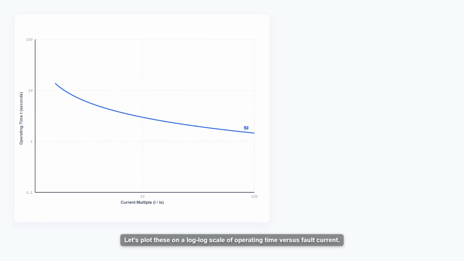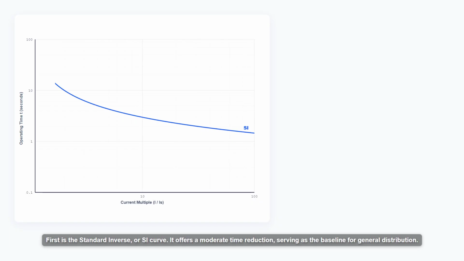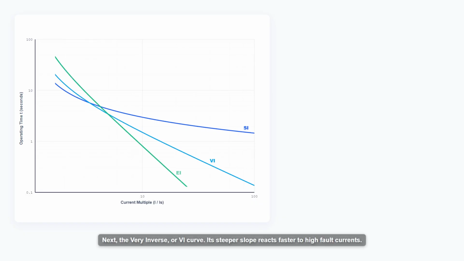Let's plot these on a log-log scale of operating time versus fault current. First is the standard inverse, or SI curve. It offers a moderate time reduction, serving as the baseline for general distribution. Next, the very inverse, or VI curve. Its steeper slope reacts faster to high fault currents.